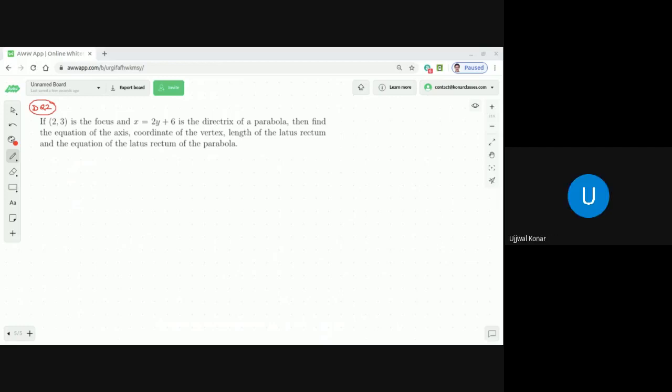So we know that the axis of the parabola is the line that passes through the focus and perpendicular to the directrix, correct or not? So in this case, we get the equation of the axis of the parabola as y - 3 = -2(x - 2), correct? I hope you must agree with me.